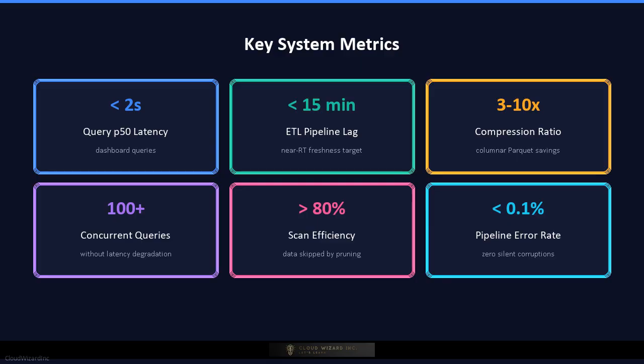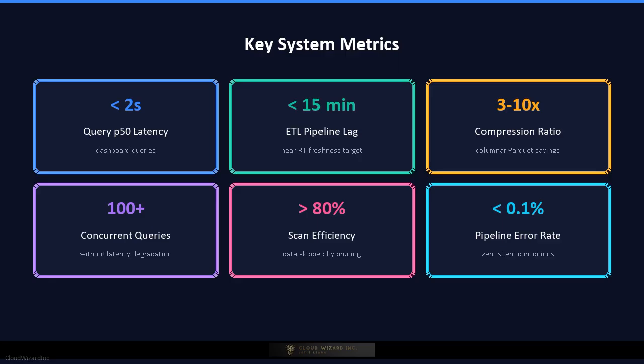The key metrics to memorize cold. Query P50 latency, which should be under 2 seconds for dashboard queries, and P99 latency, which should be under 30 seconds for heavy analytical workloads. ETL pipeline lag, the time from a source event to it being queryable in the warehouse. Target under 15 minutes for near real-time, and under 24 hours for batch.